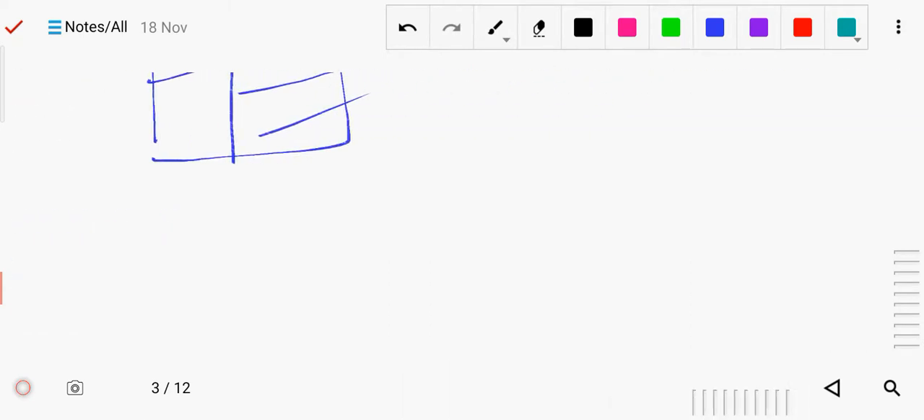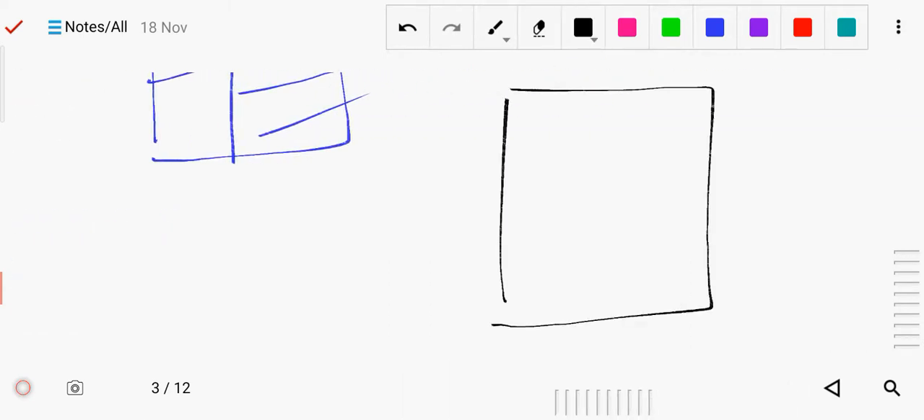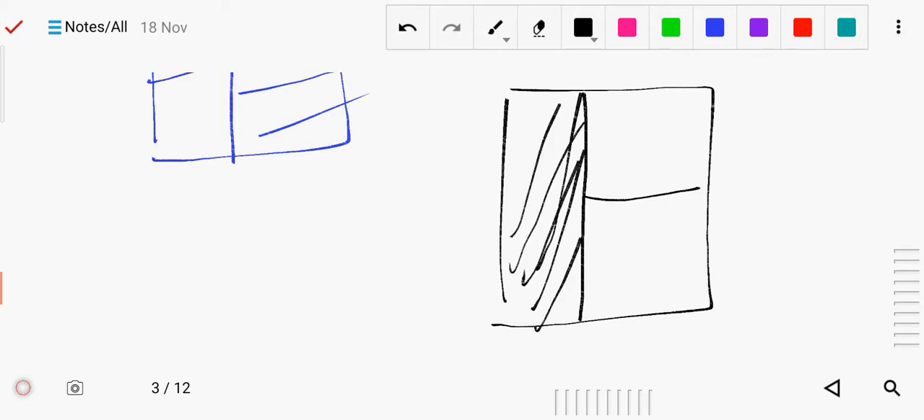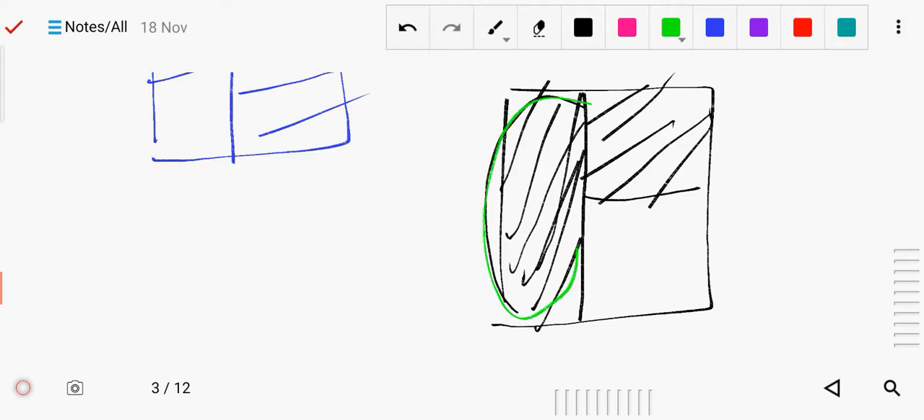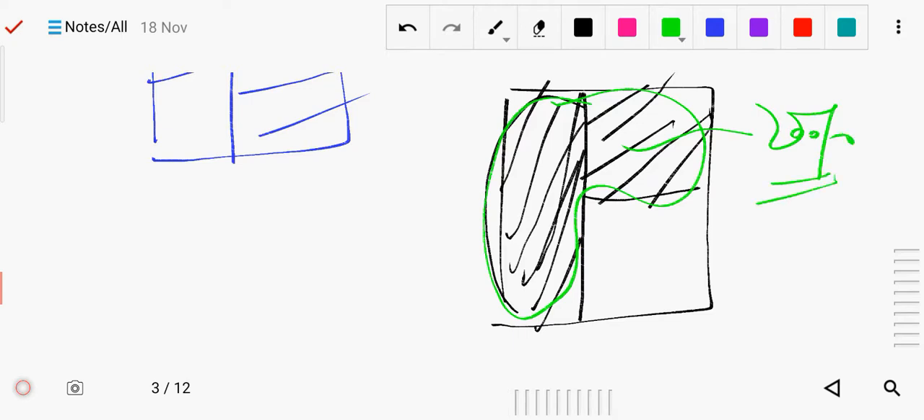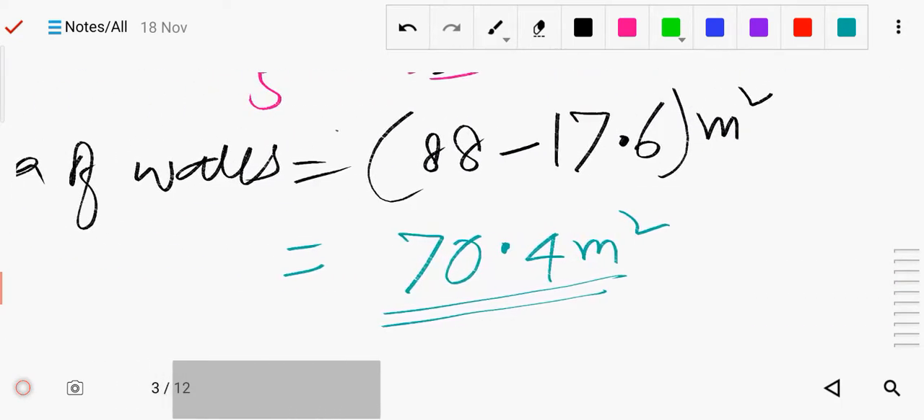Once again I will tell you, suppose this is the wall. Now there is the door and some window, and you have to coat it. So you don't add these two. You have to find the area of this door and window, which we have got, and it is given that this is 20% of the total area of this wall. So we got the area of window and door. Then we subtracted, so we can get the exact value. Now this 70.4 meter square is the area of the wall.